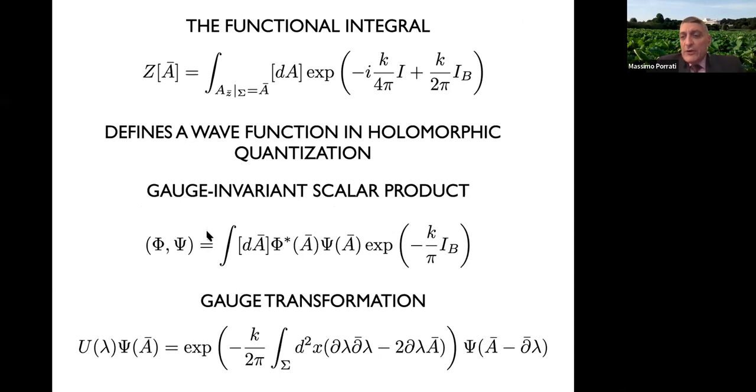Now, if you impose that the scalar product is gauge invariant over here, then you get the gauge transformation of psi. The gauge transformation tells you that the gauge transformed wave vector is psi computed on the gauge transformed connection times this prefactor. You can obtain this prefactor in many ways, for instance, by integrating the Gauss law, or simply by requiring that the scalar product is gauge invariant. You will get the same result.